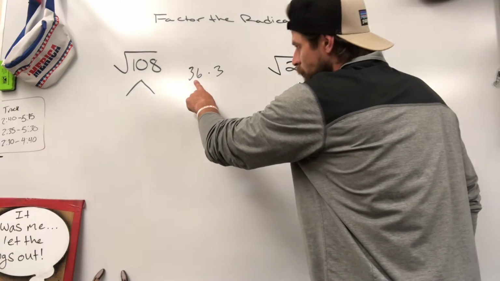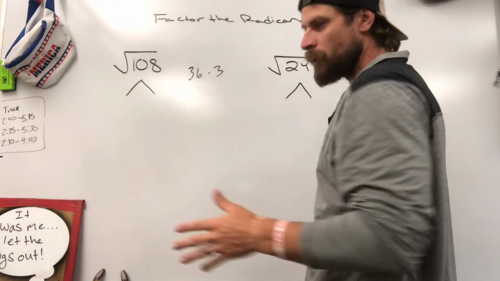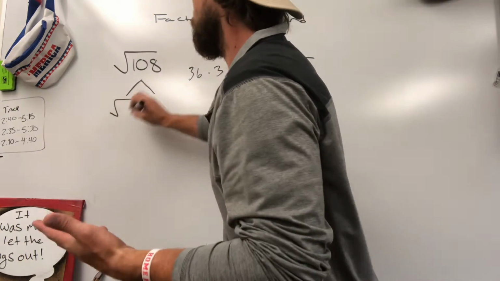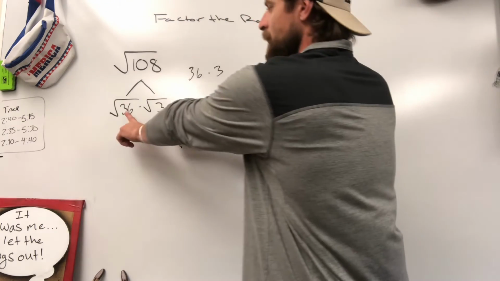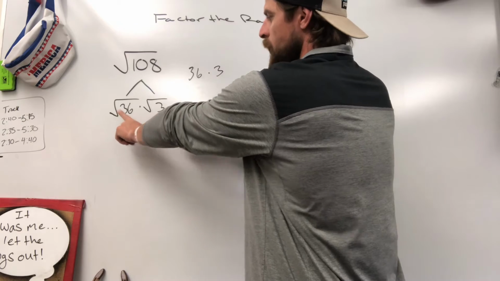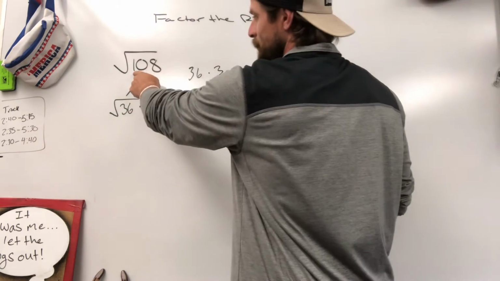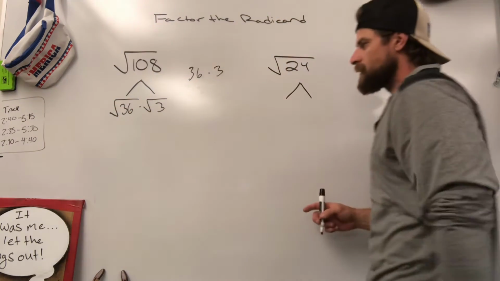Now, why do I need 36? Because 36 should stand out to you as a number that's important in algebra, and it's because it's a perfect square. So we're going to say the square root of 36 times the square root of 3. This is based off of the product rule of square roots, meaning if I have the square root of 36 times the square root of 3, I'm going to get the same thing as the square root of 108. So product rule of square roots allows us to do this.